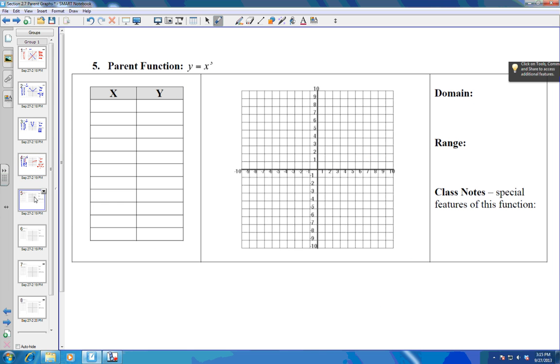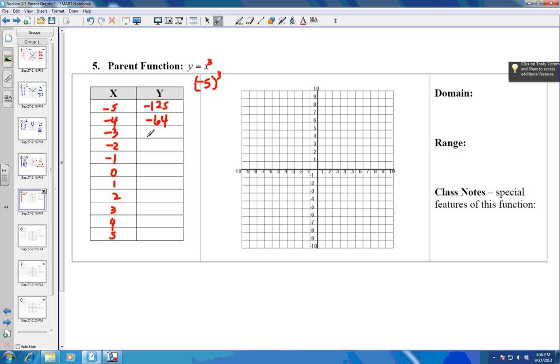All right, number 5. The parent graph of y equals x cubed. So -5, -4, -3, -2, -1, 0, 1, 2, 3, 4, 5. And this time when I plug each one in, -5 to the third power. Okay, so -5 to the third power is -125.